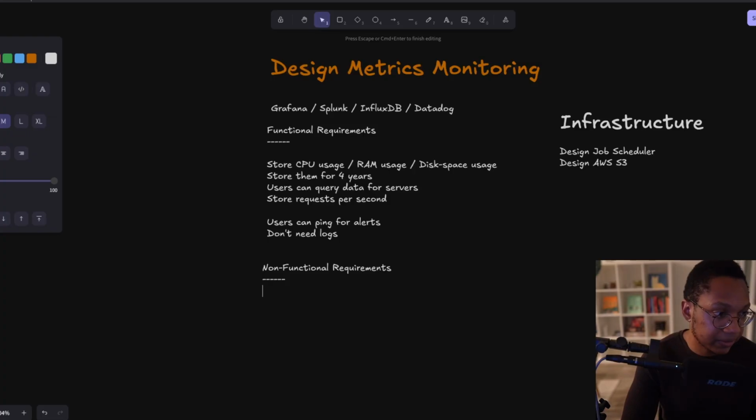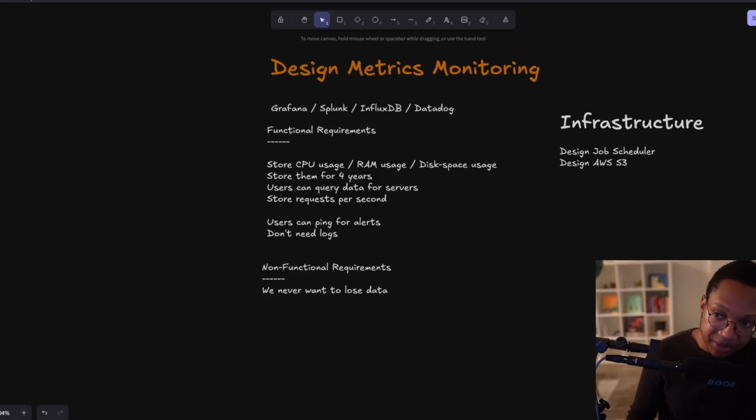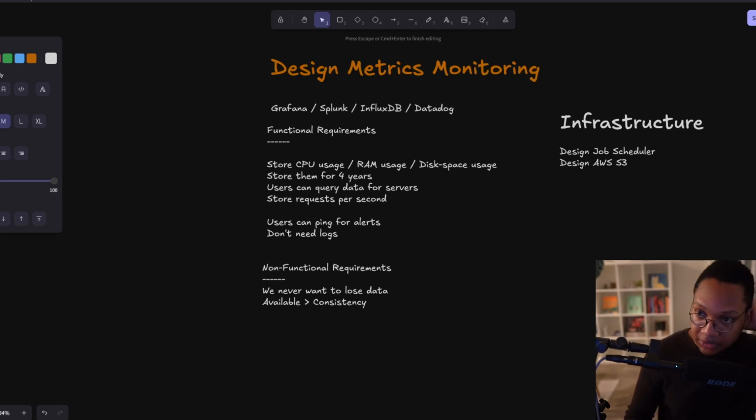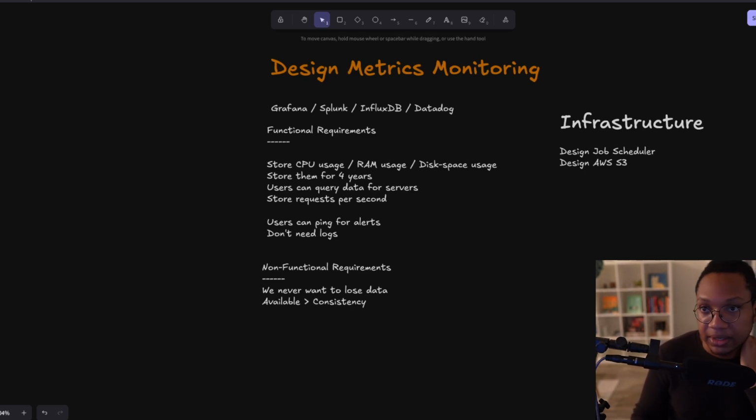So one thing is that we never want to lose data. That would be really bad, right? If we were losing data, that would be really bad. So we never want to lose data. We need our metrics to be almost 100% accurate. And I think we want to prioritize availability over consistency. It's okay to have duplicate data, but we just never want to lose data when we're building out something like this.